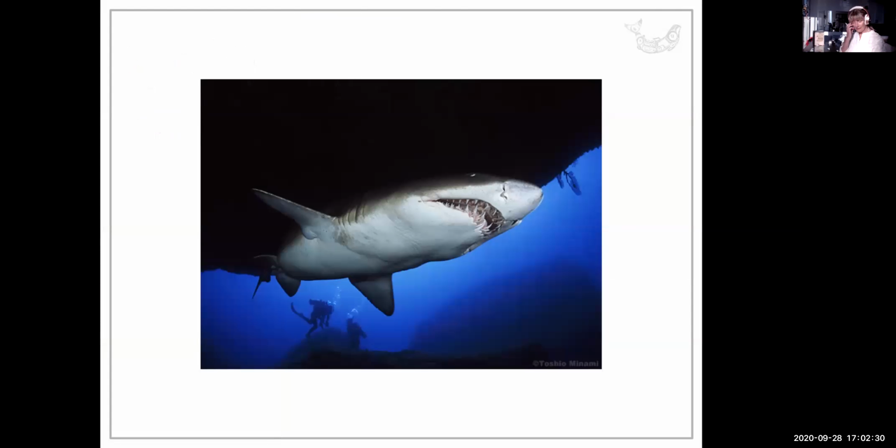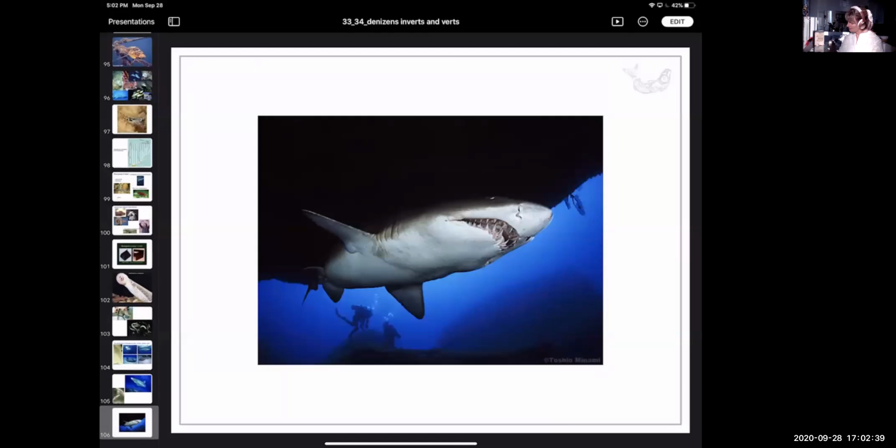Some are very recognizable. The great white shark, for example. One odd thing about sharks is that they have ever-growing teeth.